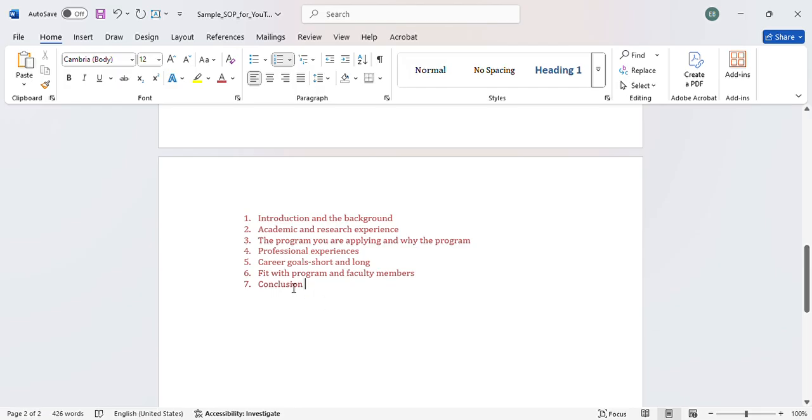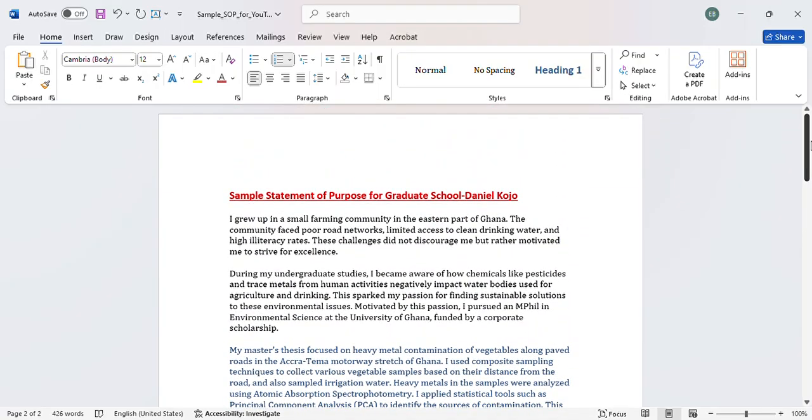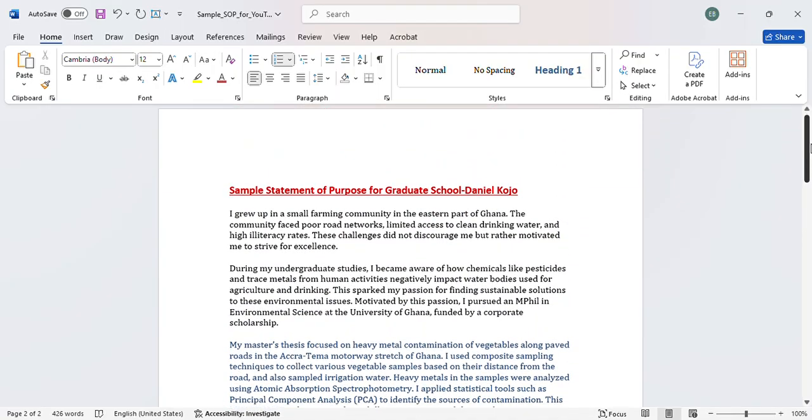If maybe you've not written a statement of purpose before, you could follow this prompt, but the best thing is to look at the website of the program that you're applying to. I'm sure they might give you some prompts to follow.